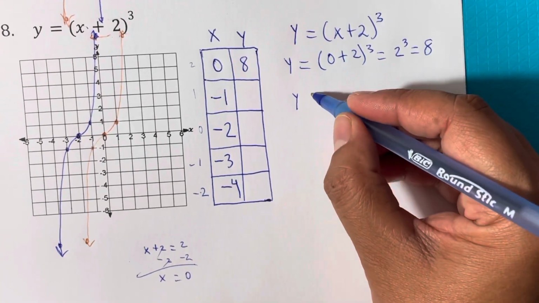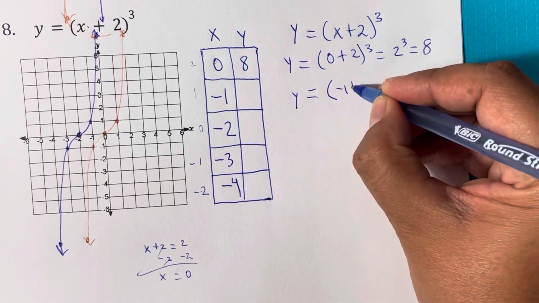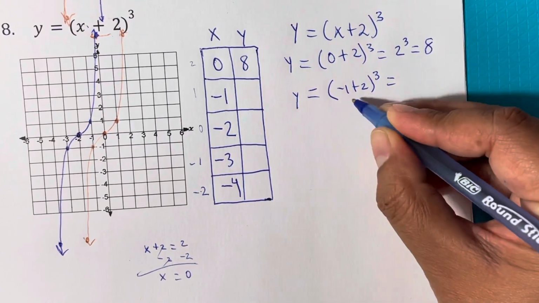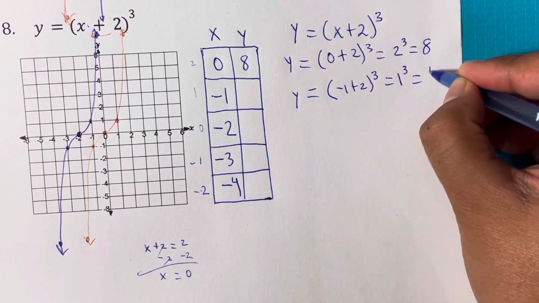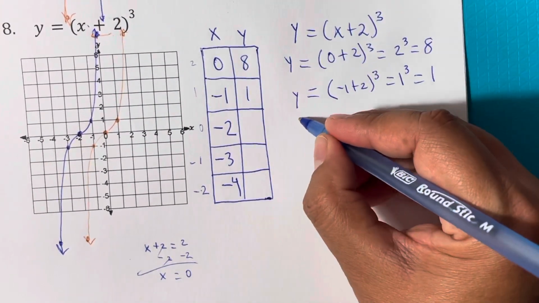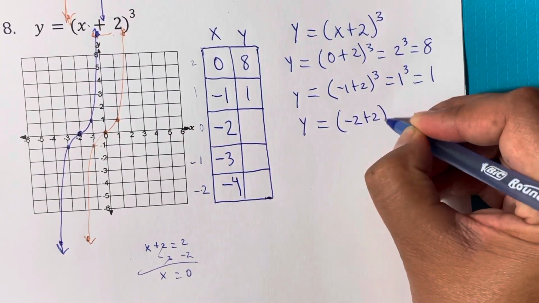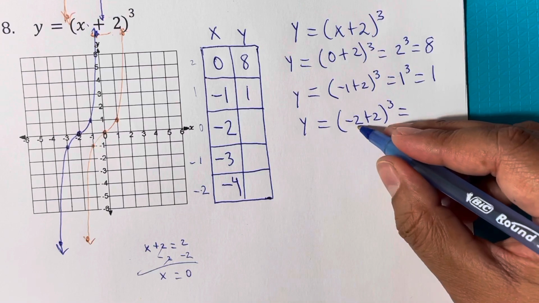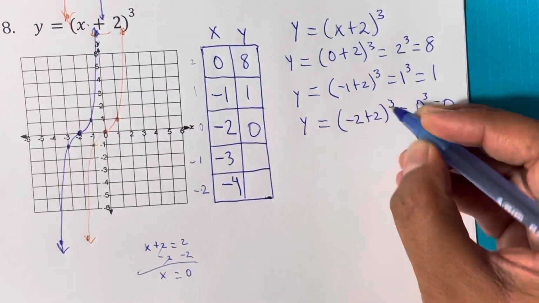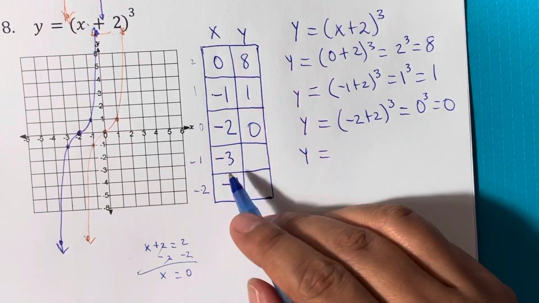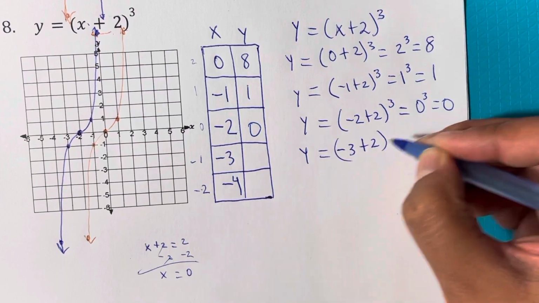For the next one, I substitute negative 1 plus 2 cubed. Negative 1 plus 2 is 1. Cubed gives me 1. The next one is negative 2 plus 2 cubed. Negative 2 plus 2 is 0. Cubed gives me 0. The next one is negative 3 plus 2 cubed.